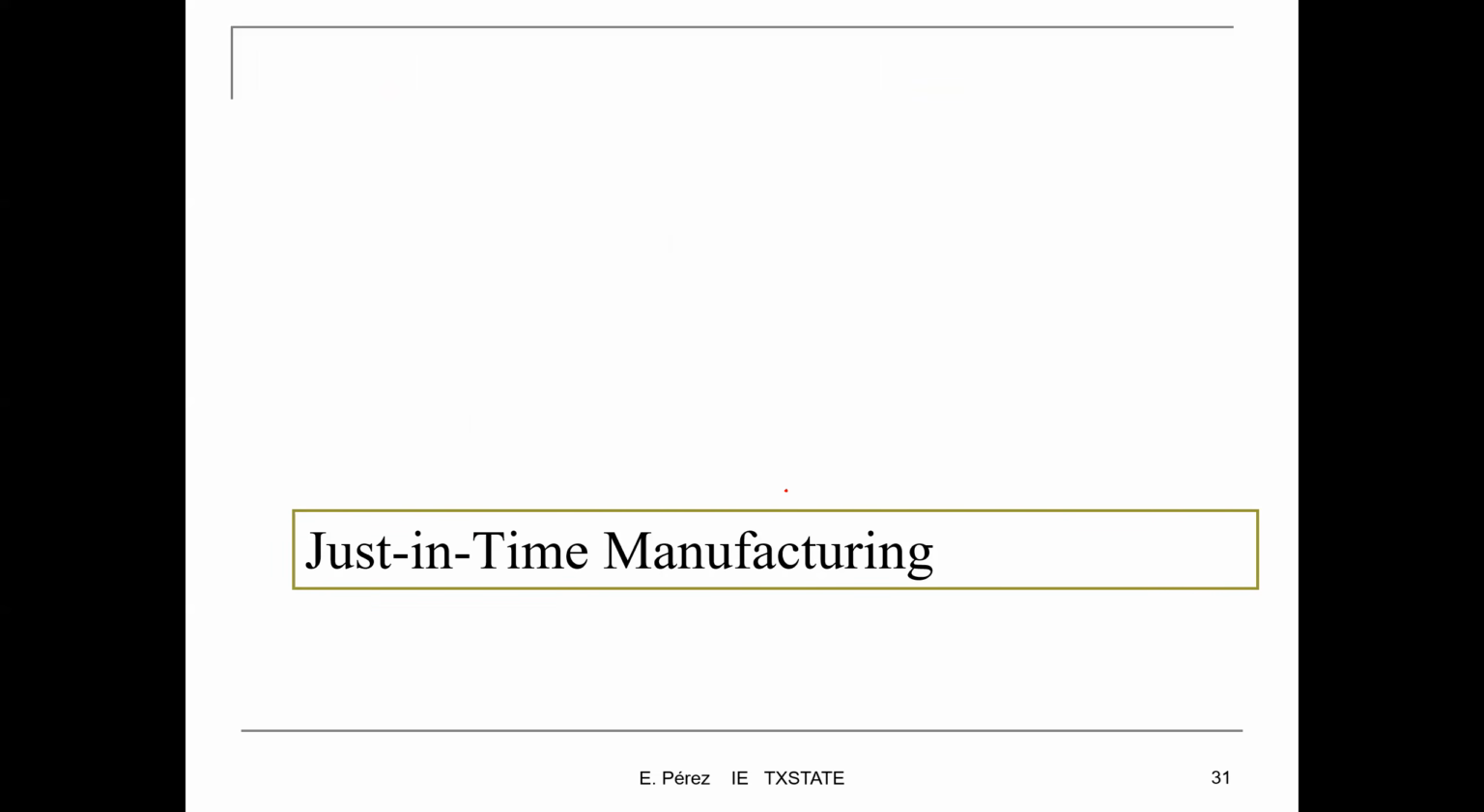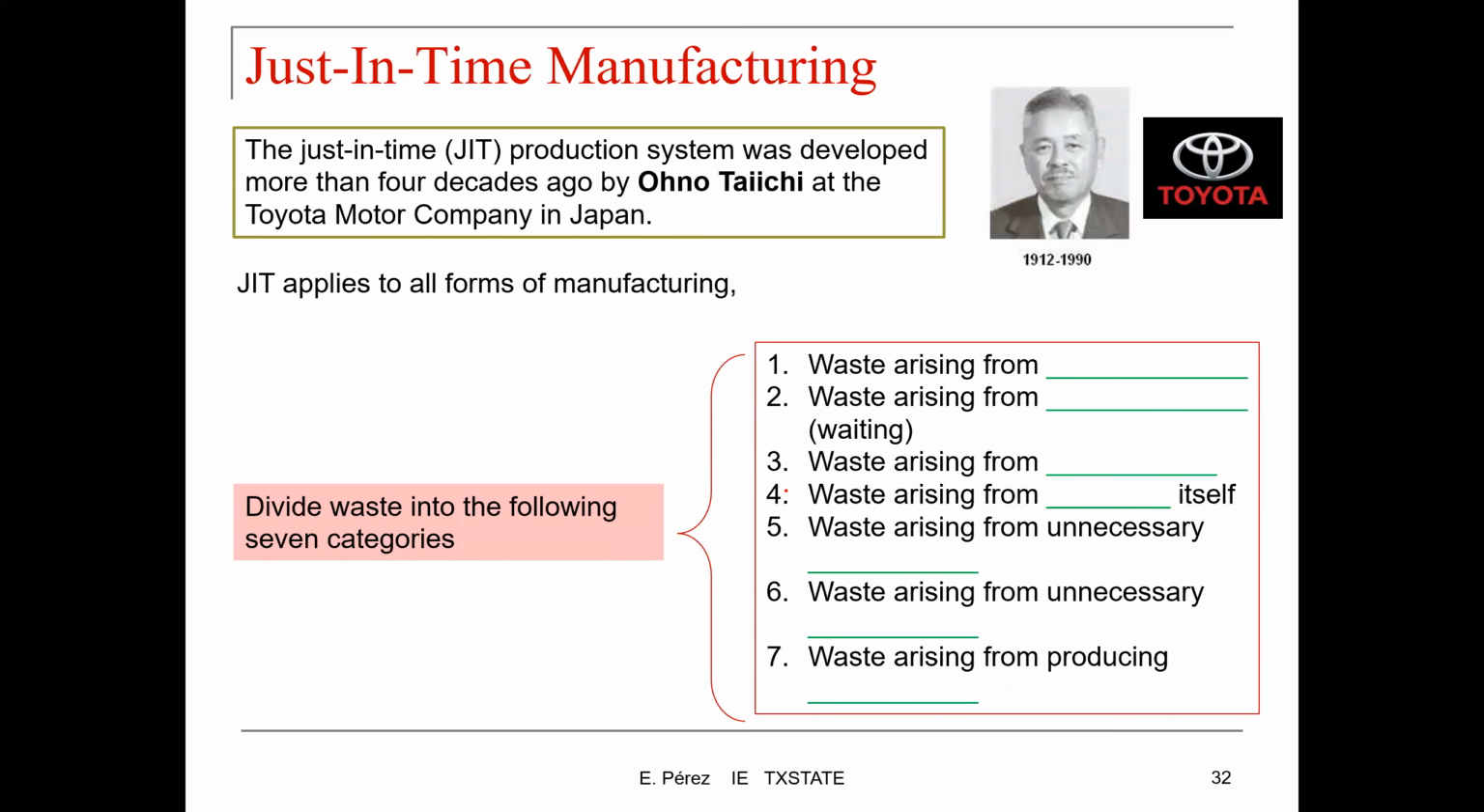Just-in-time manufacturing. The just-in-time production system was developed more than 4 decades ago by Taiichi Ohno at the Toyota Motor Company in Japan. Just-in-time applies to all forms of manufacturing. And in this manufacturing technique, they divide waste into the following 7 categories. The goal of just-in-time manufacturing is to minimize the waste. So that's why they have a classification for the different types of waste in the manufacturing flow.